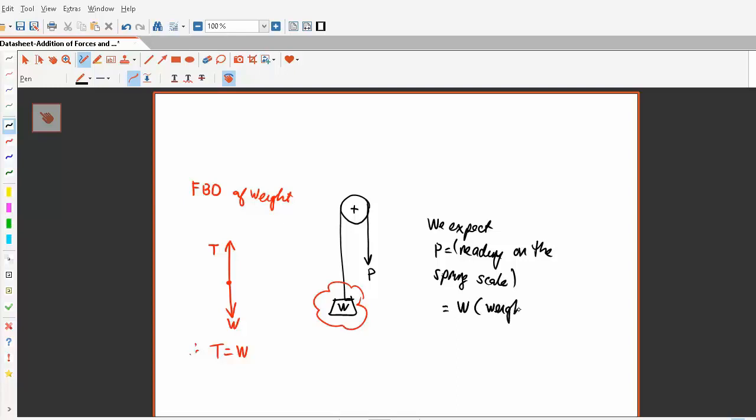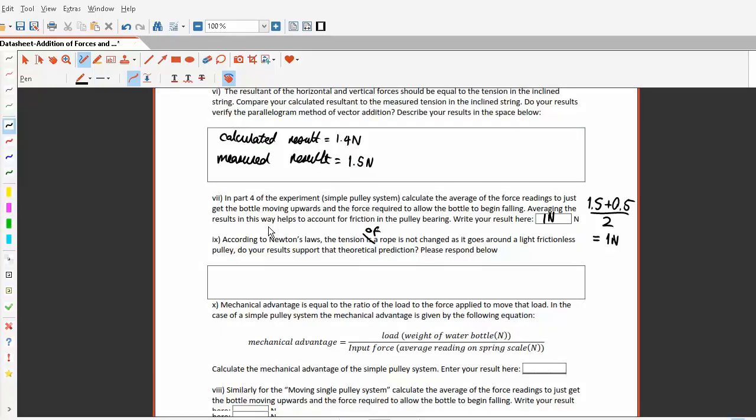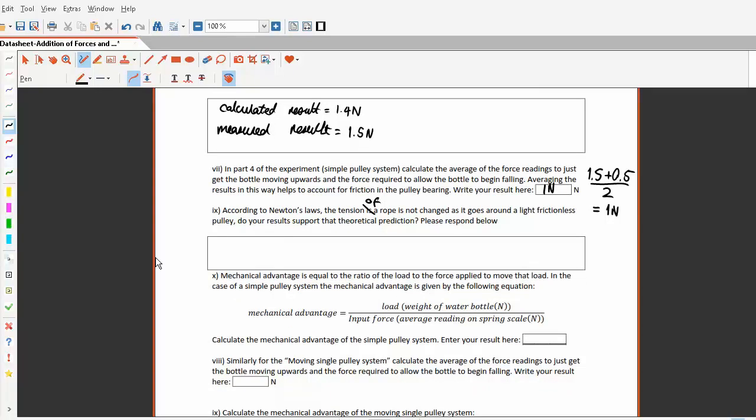Okay, the weight of the water bottle. But because of friction, it will not exactly equal that. But we can average out for friction by using the method that I just described. So to answer the question here, we can compare the average tension in the string that we got here with the weight of the water bottle.